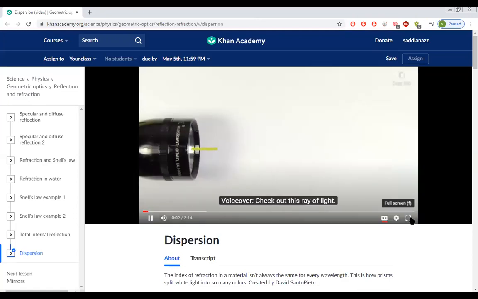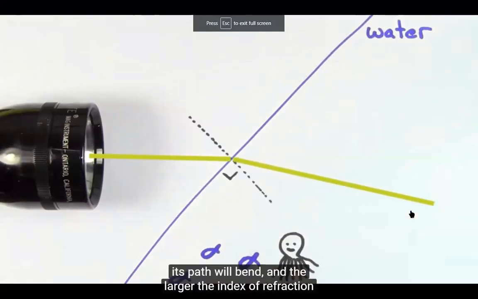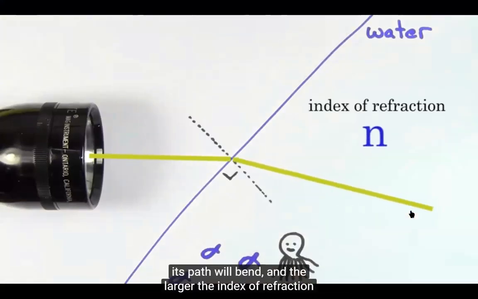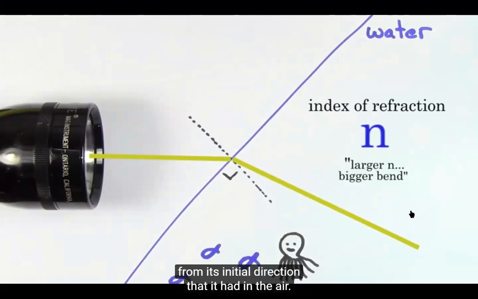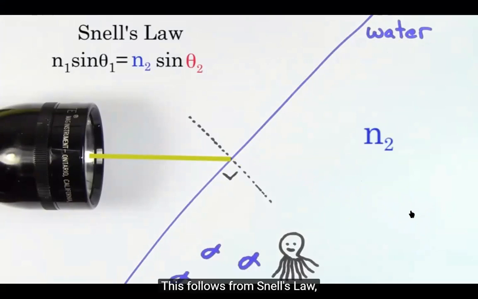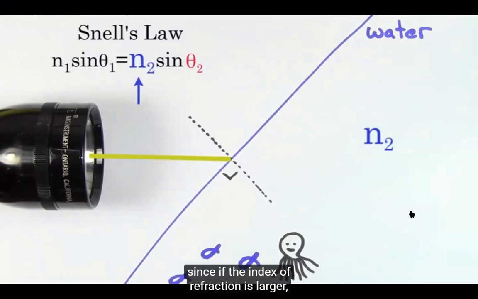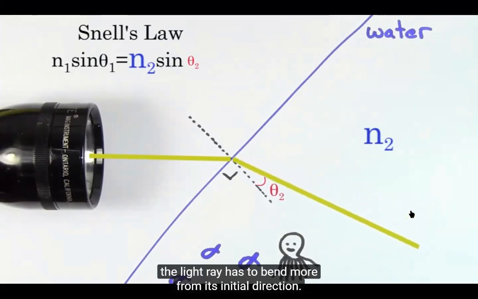Check out this ray of light. When it enters a new medium like water, its path will bend, and the larger the index of refraction of the new medium, the more the light will bend from its initial direction that it had in the air. This follows from Snell's law, since if the index of refraction is larger, the angle of the refracted light must be smaller, and in order to have a smaller angle from the normal line, the light ray has to bend more from its initial direction.